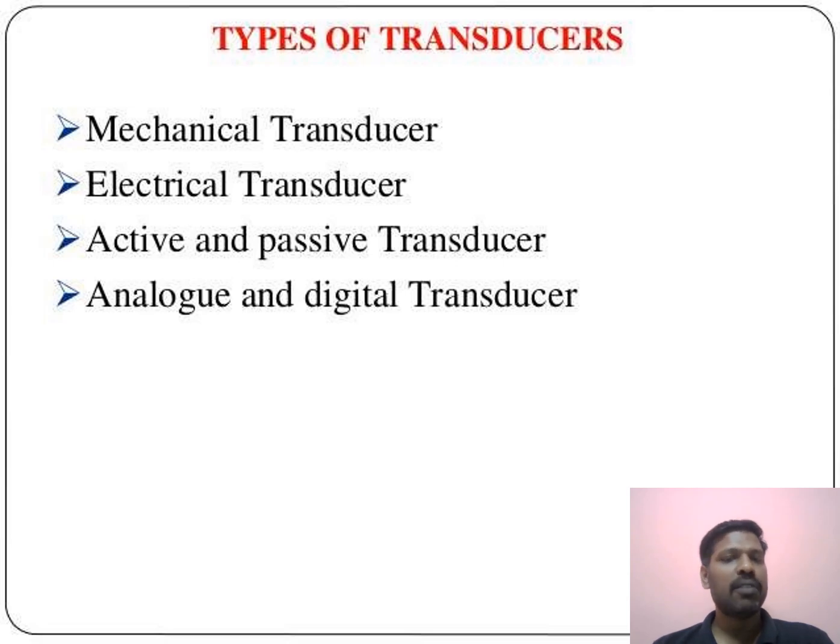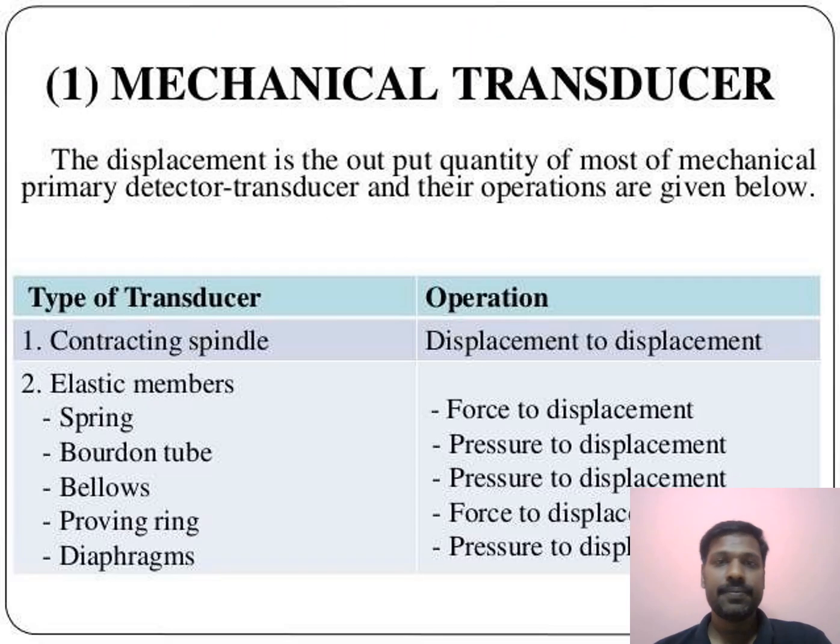There are various types of transducers available. One is the mechanical transducer, then the electrical transducer, and active and passive transducers. Finally, we have analog and digital transducers. In the mechanical transducer, displacement is the output quantity of most of the mechanical primary detector transducers, and their operations are given below. So in this table, we can see what types of transducers are available in the mechanical category, as well as the applications of the transducers.